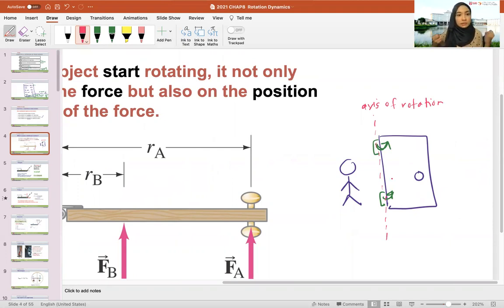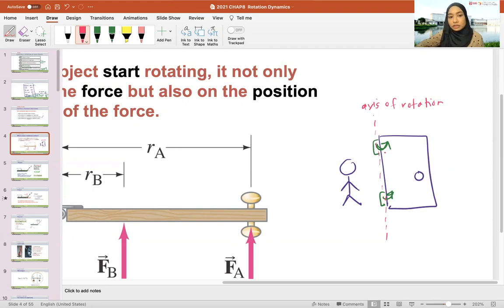You can only like cabut pintu tu or letak balik pintu tu without the hinge. You have to like move it somewhere else so that you can go through the door. But we don't want that. So the hinge helps us to rotate the door. That is a rotational motion. Whether you like it or not, it is rotating.